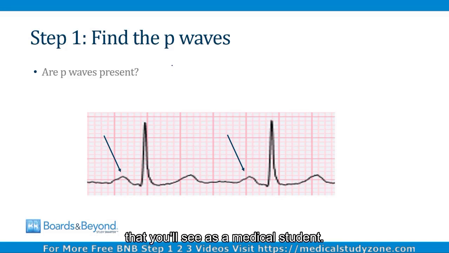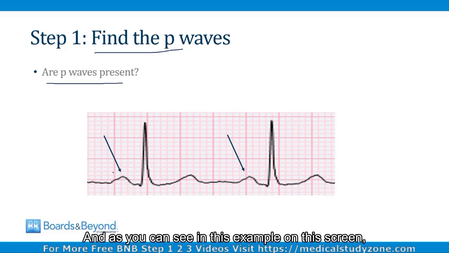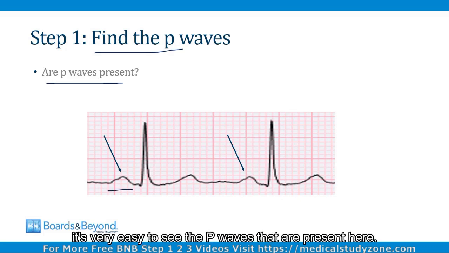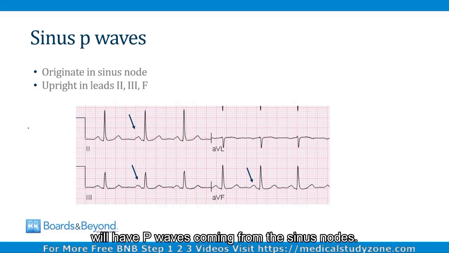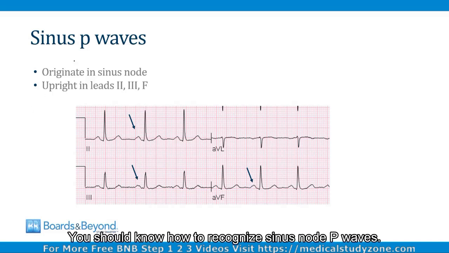What I recommend as a first step when you're asked to interpret an EKG is to find the P waves and ask yourself, are P waves present or not? As you can see in this example on the screen, it's very easy to see the P waves. P waves indicate depolarization of the atria, and usually that is caused by depolarization of the sinus node. However, you can have P waves generated from an abnormal focus of depolarization somewhere outside the sinus node, but most ECGs you'll see will have P waves coming from the sinus node.